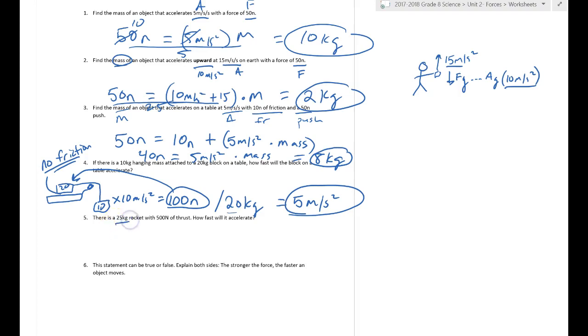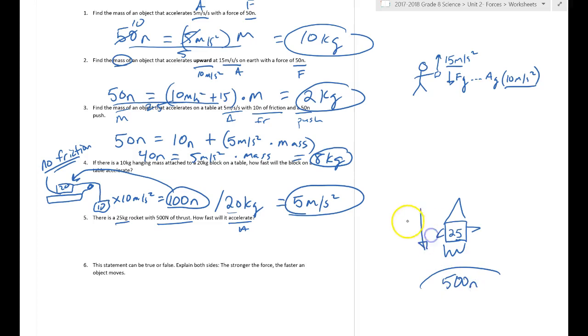There's a 25 kilogram rocket with 500 newtons of thrust. How fast will it accelerate? We're solving for A. I always suggest drawing a diagram. A diagram is a picture that has words and arrows and that kind of stuff on it. So it's a 25 kilogram rocket. There's the tip of the rocket, there's its wings, there's its fire blast against the Earth. We know that there's 500 newtons of thrust.